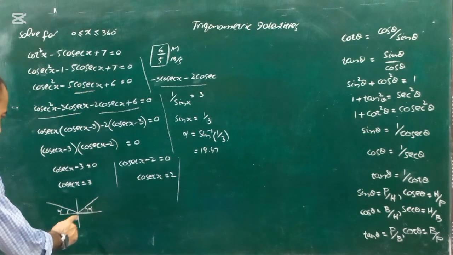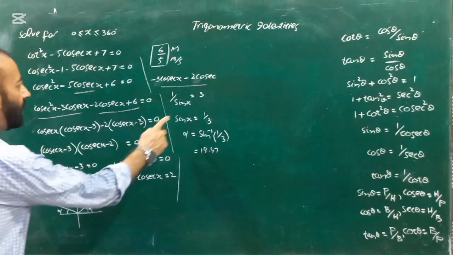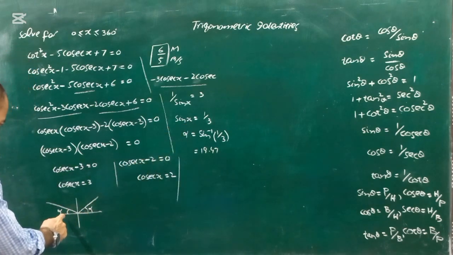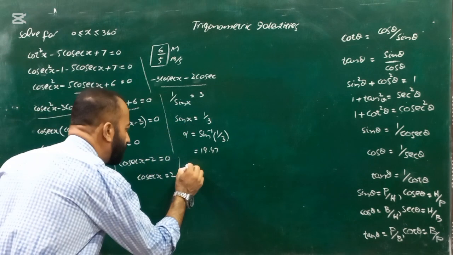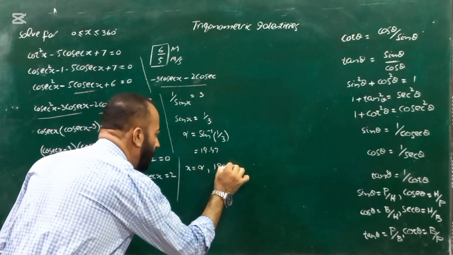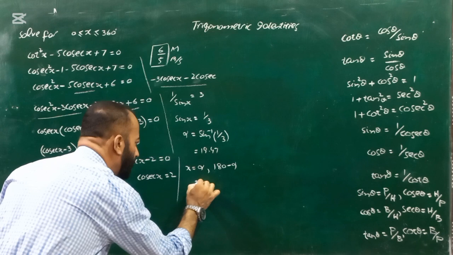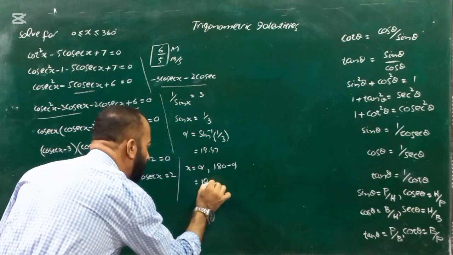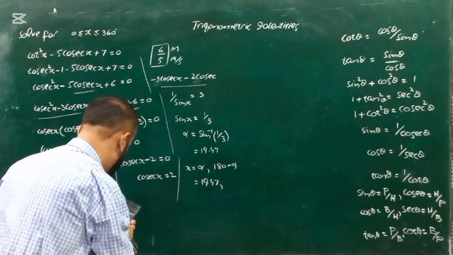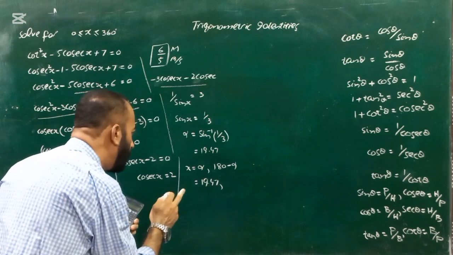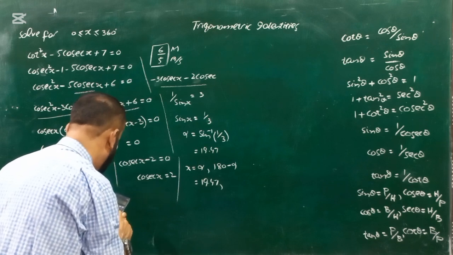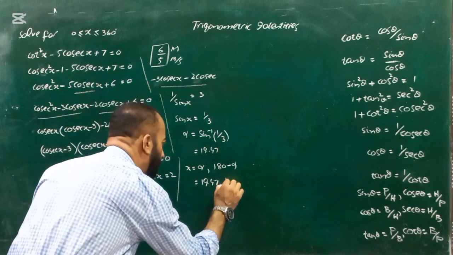Okay. Now the original angle x will be equal to alpha and 180 minus alpha. So the answers will be 19.47, and 180 minus 19.47 will be equal to 160.53.